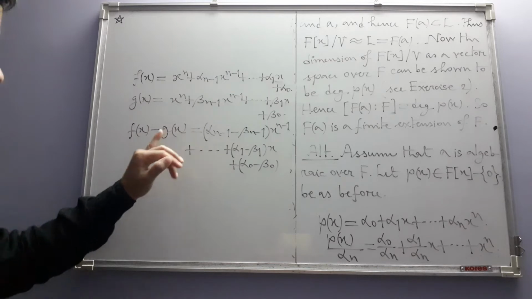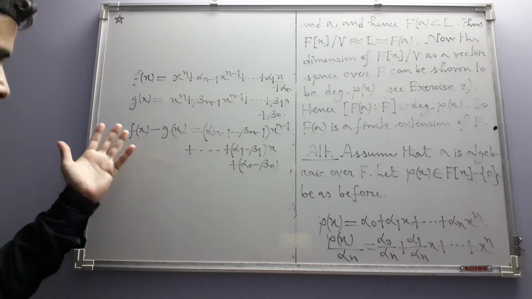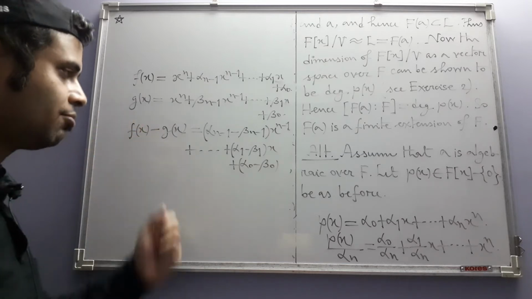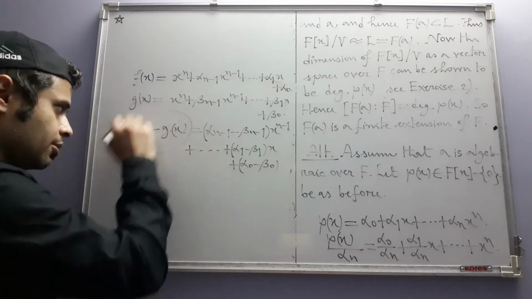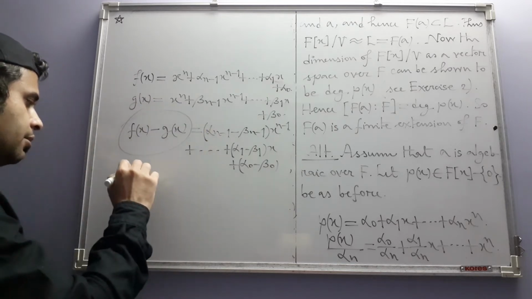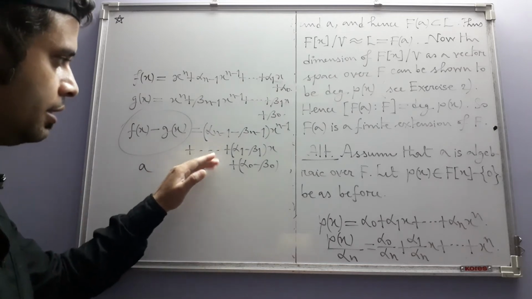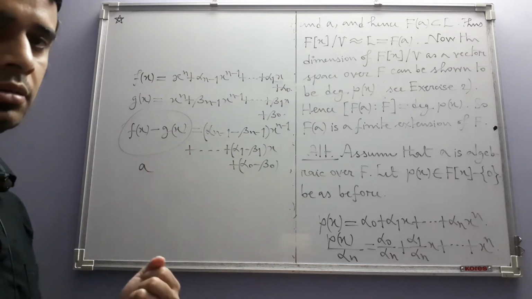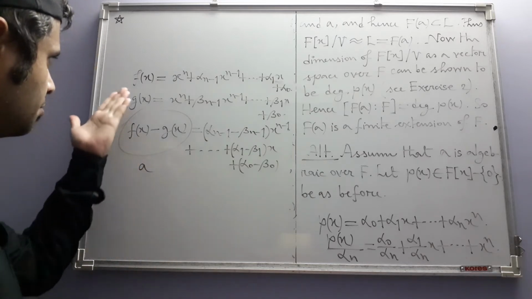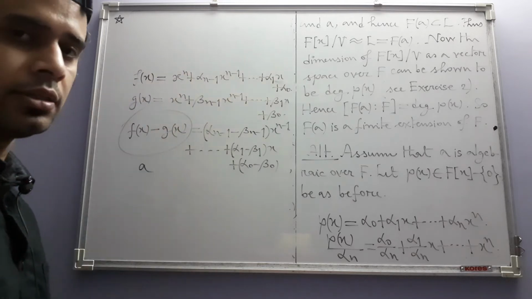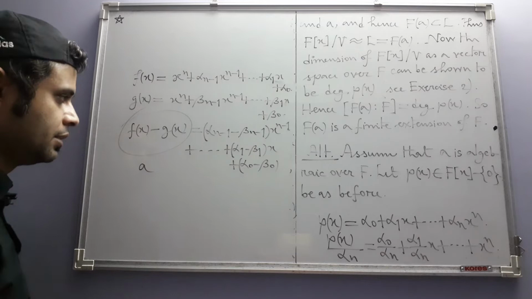Since fa and ga are both 0, if we evaluate this difference at A, that will also be 0. So this is a polynomial that is also satisfied by A, and clearly its degree is not n. It is less than n, provided it has a degree. But then minimality of n is contradicted. So that's why this polynomial cannot have a degree.